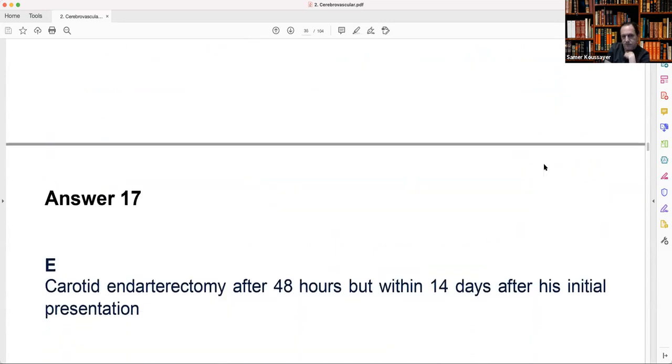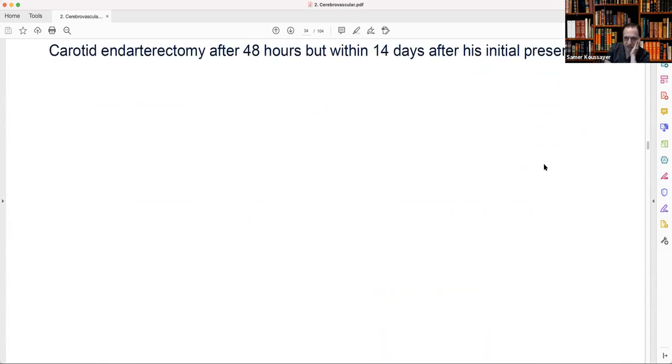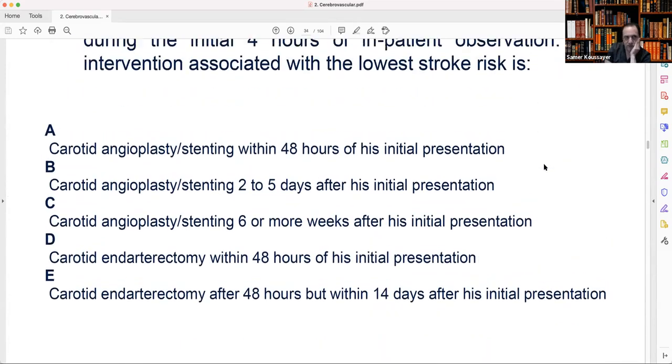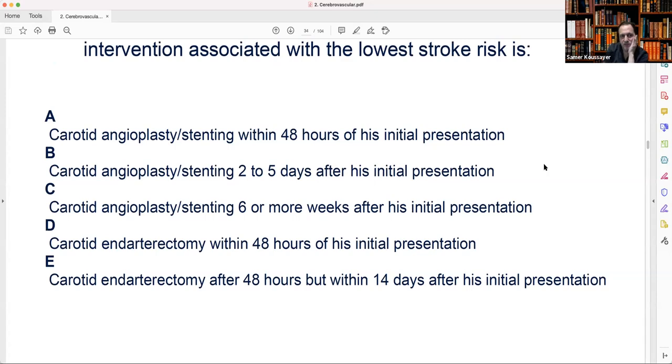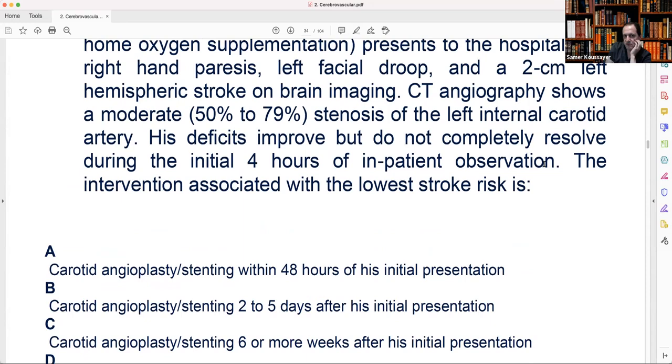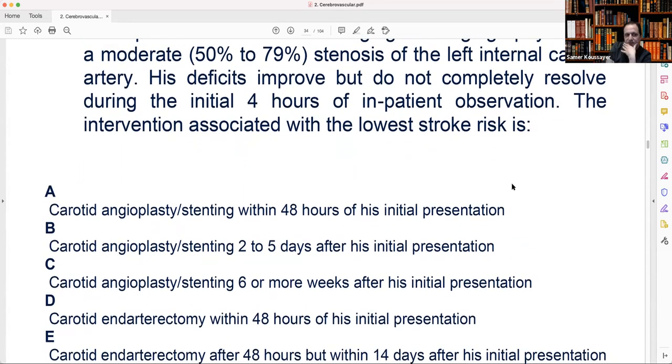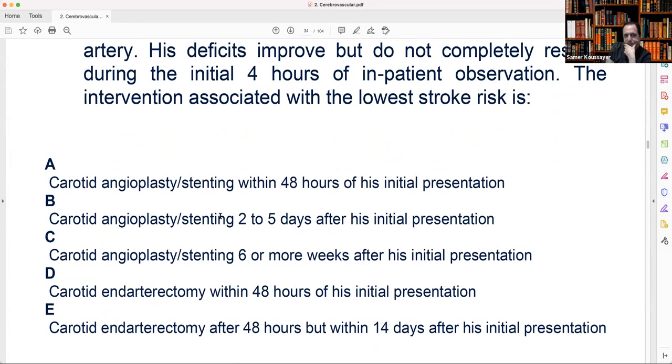They put E. See? So it doesn't mean they are correct. As I said, the people who write the questions are people, so they make mistakes. This would be a really confusing, very bad question. But the whole idea is less than 14 days. So I think E is correct and B is correct.